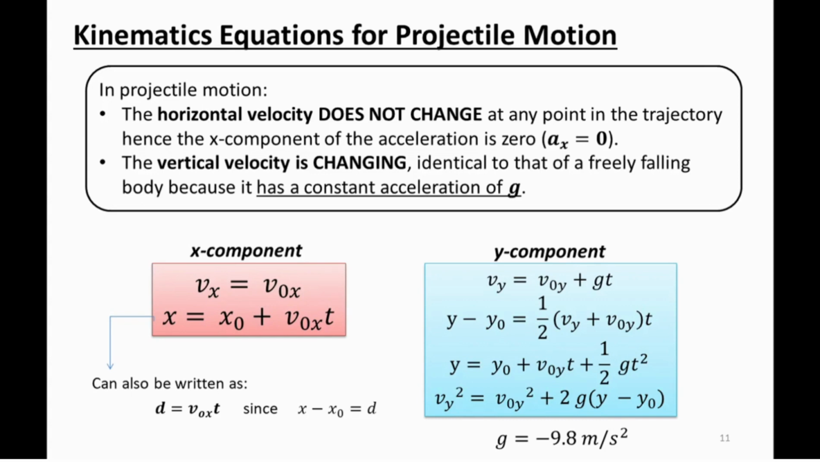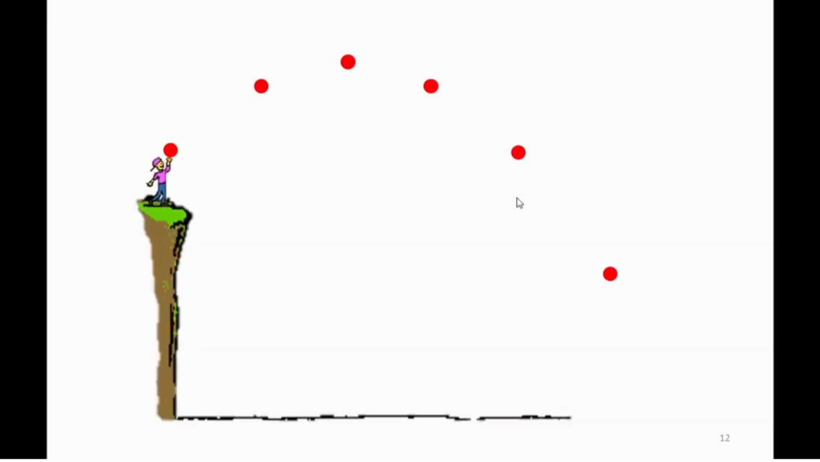The vertical velocity, on the other hand, is changing, identical to that of a free falling body, because it has a constant acceleration equal to the acceleration due to gravity. So to learn more about the quantities that describe the projectile motion, let us have here an illustration. This is how a typical projectile motion looks like. And if we show now the quantities and how they change throughout the motion and on each of these points in time, we will see something like this.